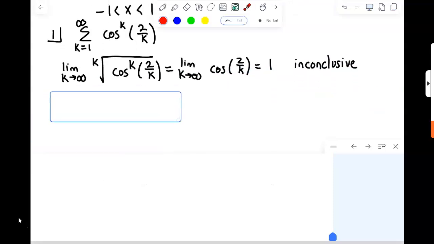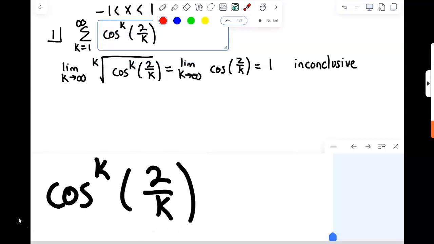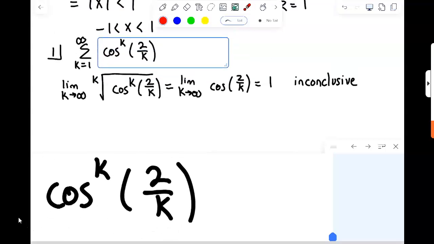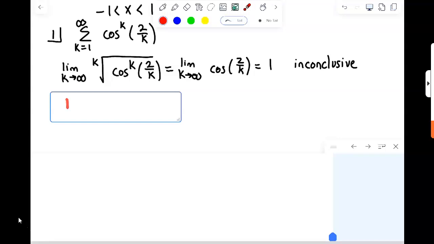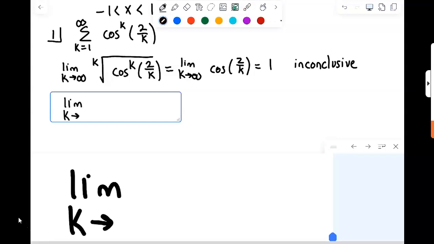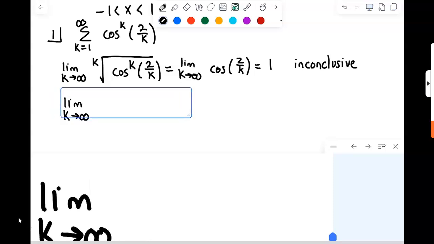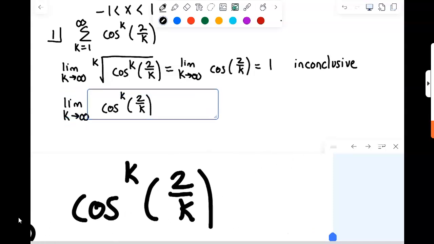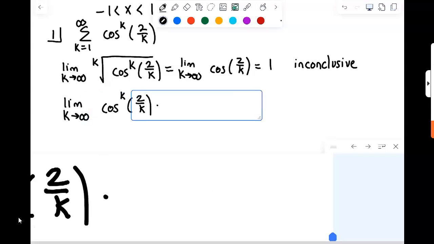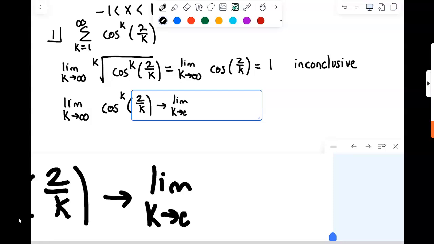So we look at just the underlying sequence itself. Does that approach 1? Because if it approaches 1, then that's not 0, and we know we'll have to diverge. So we compute that limit now. Limit as k goes to infinity of cosine to the k of 2 over k. And of course, that's a 1 to the infinity limit. So we would apply the logarithm.